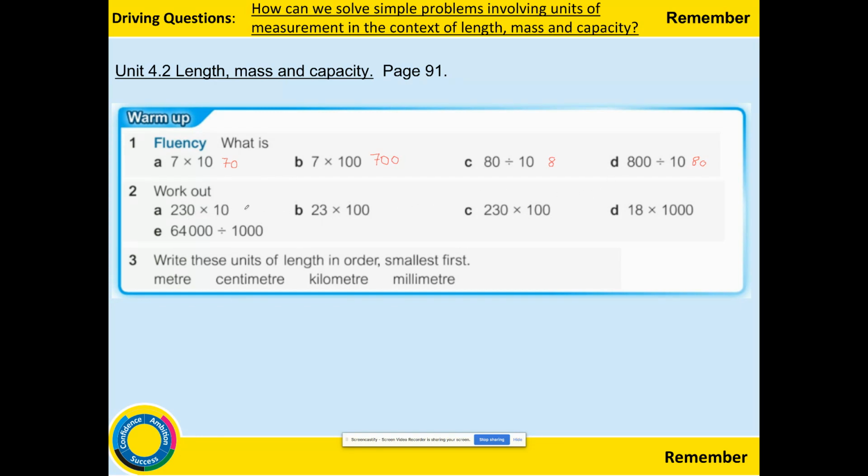230 times 10, I'm multiplying, so I'm going to have a bigger number. So I've got 230. I'm multiplying by 10, that's got 1 0, so I'm going to add 1 0. 23 times 100, I'm going to write my 23. 23 times 100 will give me 2300 or 2,300.